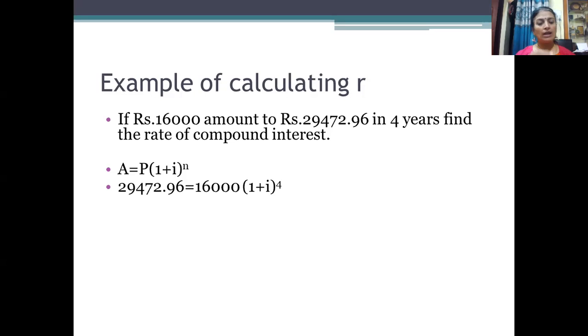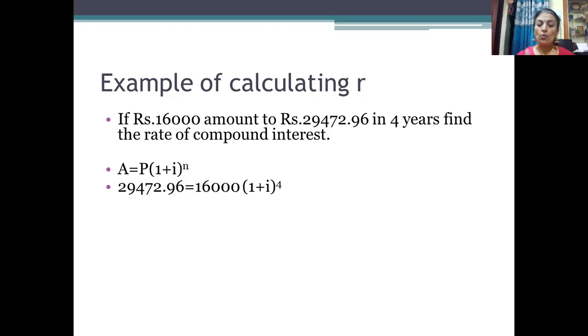Here what is A? We can write it down, 29,472.96. And what is P? That is also given in the problem, 16,000, into 1 plus I raised to the power of N. N is here 4, so we are writing the 4. So with the help of this formula, we can calculate the I, and I is nothing but R, or R is equal to I into 100, isn't it? So how is I calculated? That is R divided by 100 is equal to I.